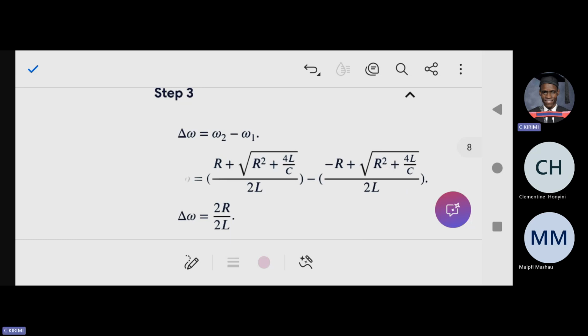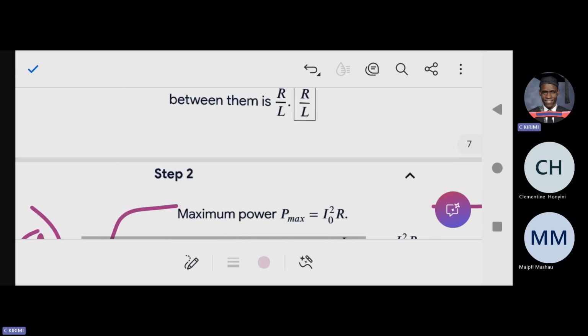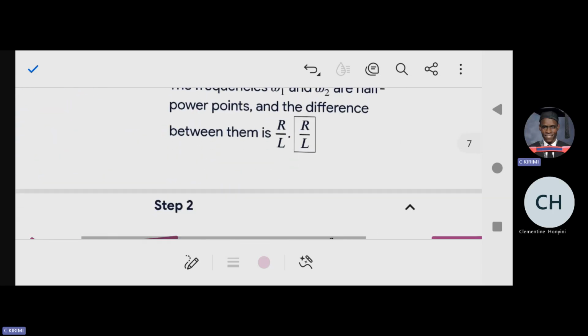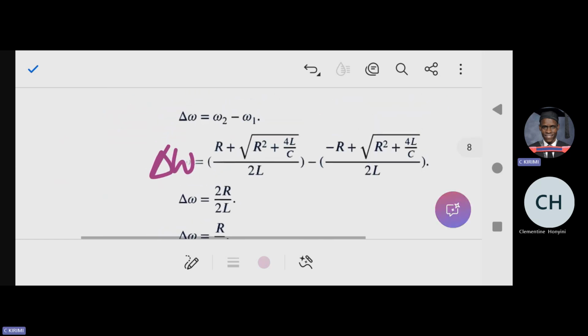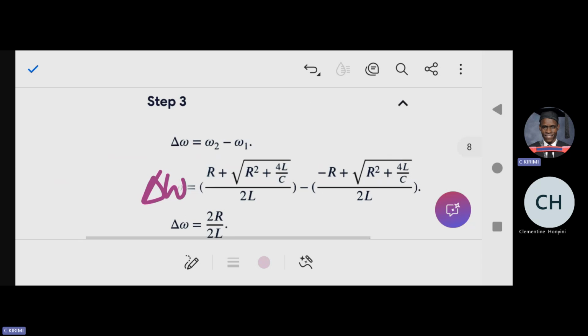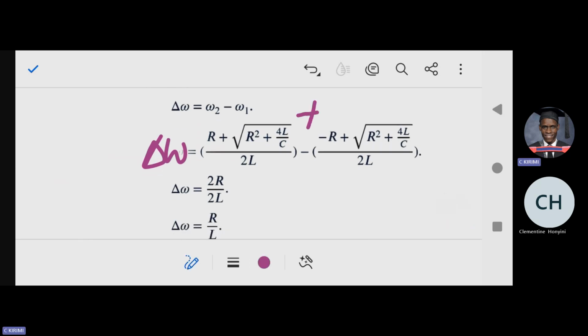So here we are just saying the change in omega is equal to omega 2 minus omega 1. Then you find the roots. So what is your omega 2? This is the value that we got. Omega 2 is positive. Omega 1 is the one that was negative with R. So when you subtract these two, subtracting the one with the negative, you are going to get a positive R.